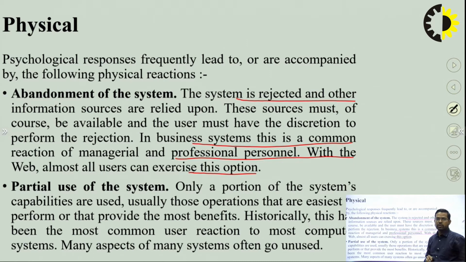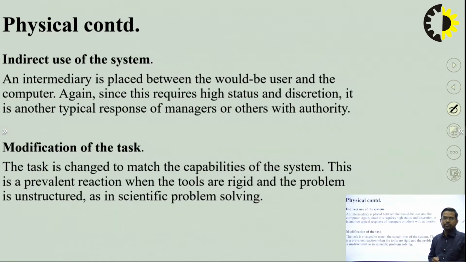Partial use of the system: whenever the system is required, we just operate it and finish our given task. Next is indirect use of the system. I tell another person to finish my task, and they go between the user and the computer. This requires high status and discretion, and is another typical response of managers and others with authority.